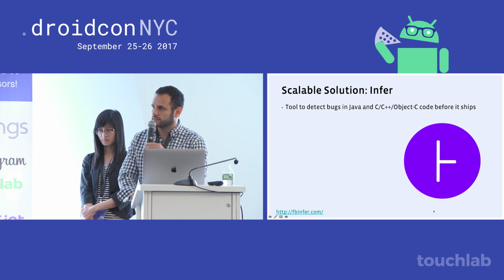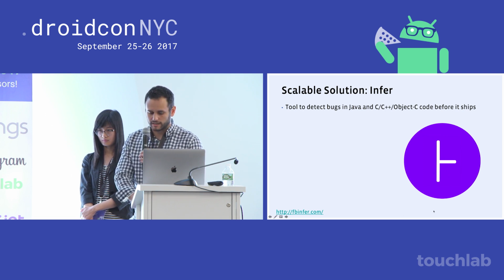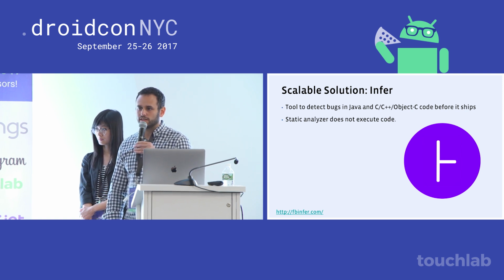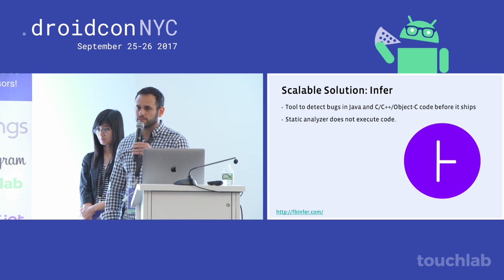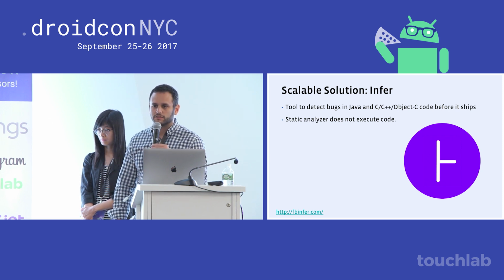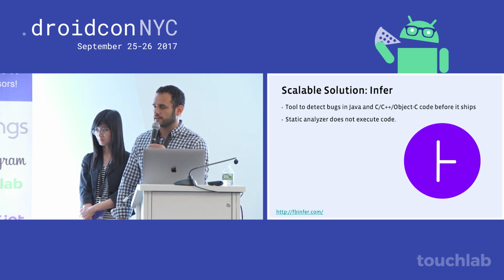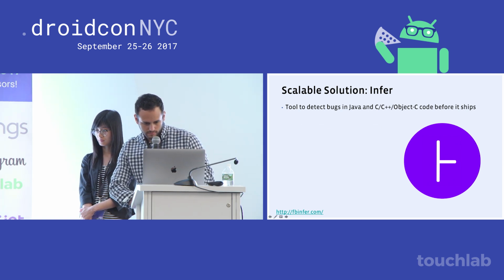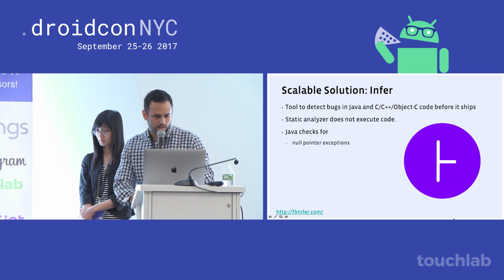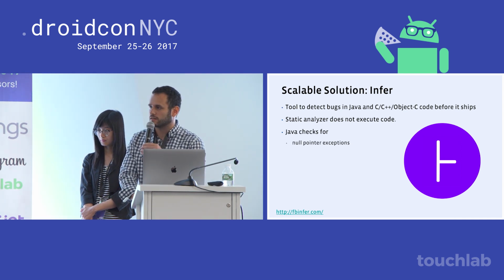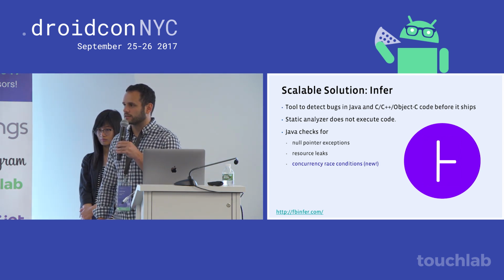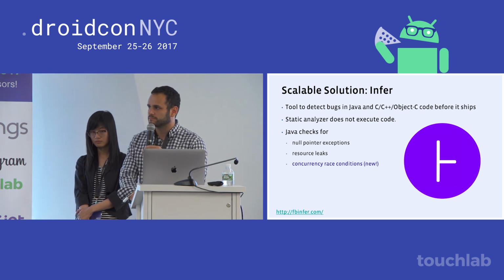So one thing to keep in mind when thinking about Infer is that as a static analyzer, it doesn't actually execute any Android code. The analogy I have is it's kind of like a chef that can look at a recipe and determine whether the recipe is tasty or not without actually cooking it. So the different things that Infer can look for are null pointer exceptions, resource leaks, and then the analysis that was just recently added is concurrency race conditions, and that's what we used.